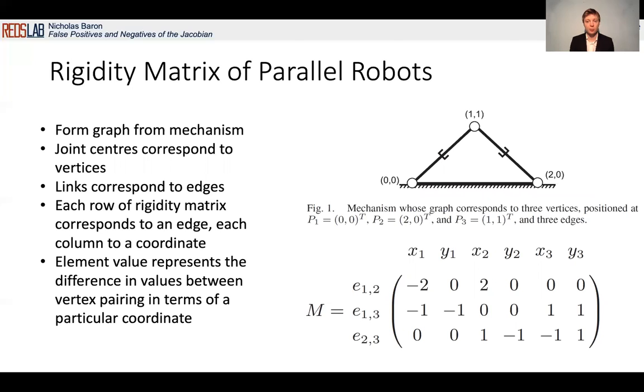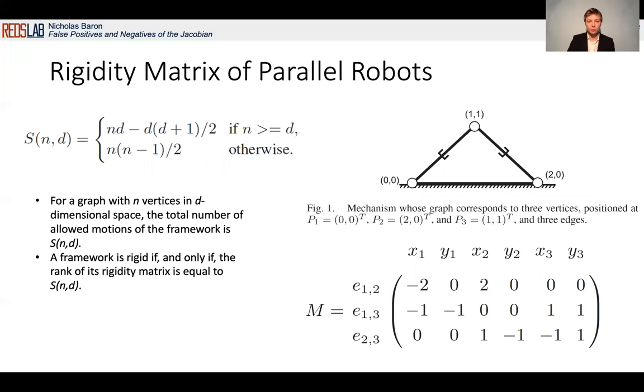So we have an example here. We have a very simple parallel mechanism consisting of 3 revolute joints, and we have the corresponding rigidity matrix for this mechanism below.